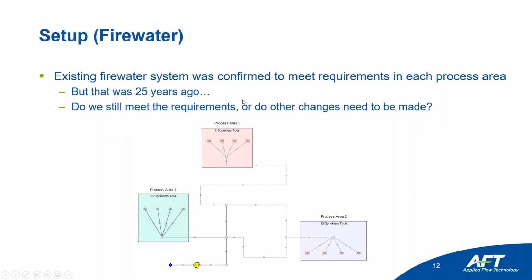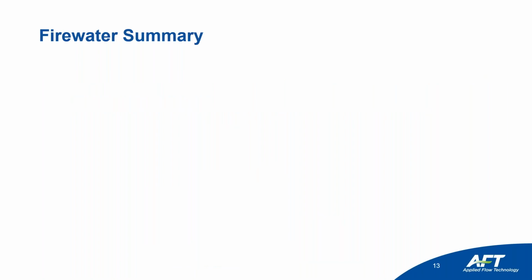Let's answer the question. Do we still meet the requirements or do other changes need to be made? As we saw, other changes need to be made. I know it's a shocker. I made this model for a reason, but this is what the software is good for. In a very quick manner, we can first trust that the model's good, experiment with the model, and then figure out alternatives, right? So the summary here is we were starting from the original system model, which we trusted to be a good representation.